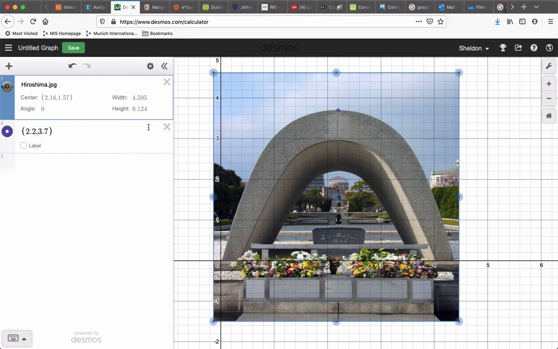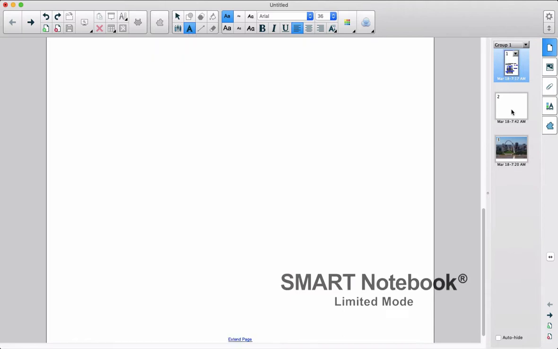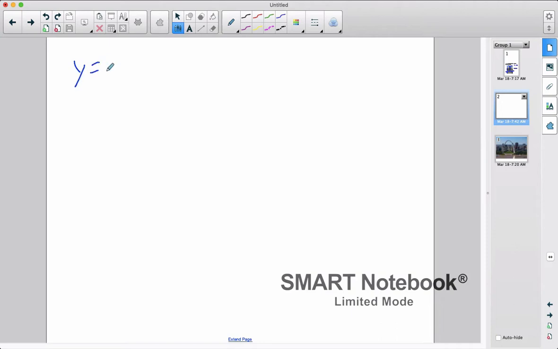Okay, so we have the parabola. Now we're going to try to make an equation for it. We have the vertex, and so let's start doing some calculations here. So in vertex form, we have y equals a times x minus the x value of the vertex squared plus the y value of the vertex. Okay, so we just have to figure out what that a value is.